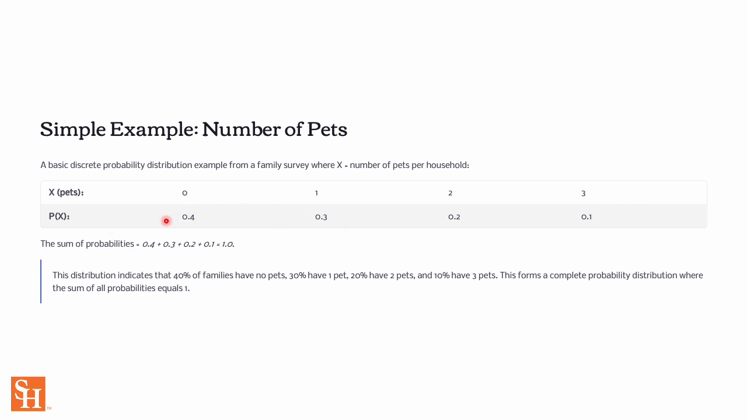It means that 40% of the families don't have a pet. So they don't have a pet in their family. And what does that mean? That means 30% of the families have only one pet. 20% of the families have two pets, and 10% of the families have three pets in their family, right? I think it is clear to all of you how we can basically interpret a probability distribution, right?